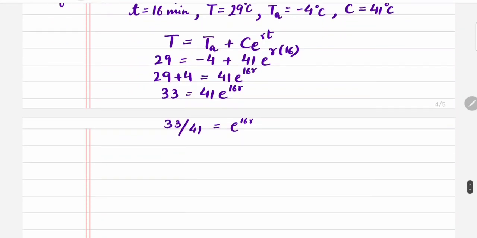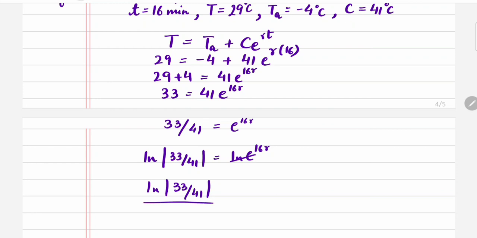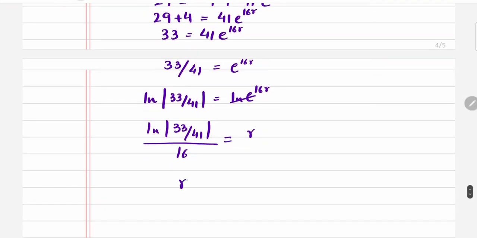We know that to get rid of the exponential, we can take ln on both sides. ln values are always positive, so it's modulus, ln of modulus 33 over 41 equals ln e^(16r). That can be cancelled. ln of modulus 33 over 41, divided by 16, equals r. When you put these values in your calculator, you will end up with r equals minus 0.0135. So put that in your calculator and you'll get that answer.